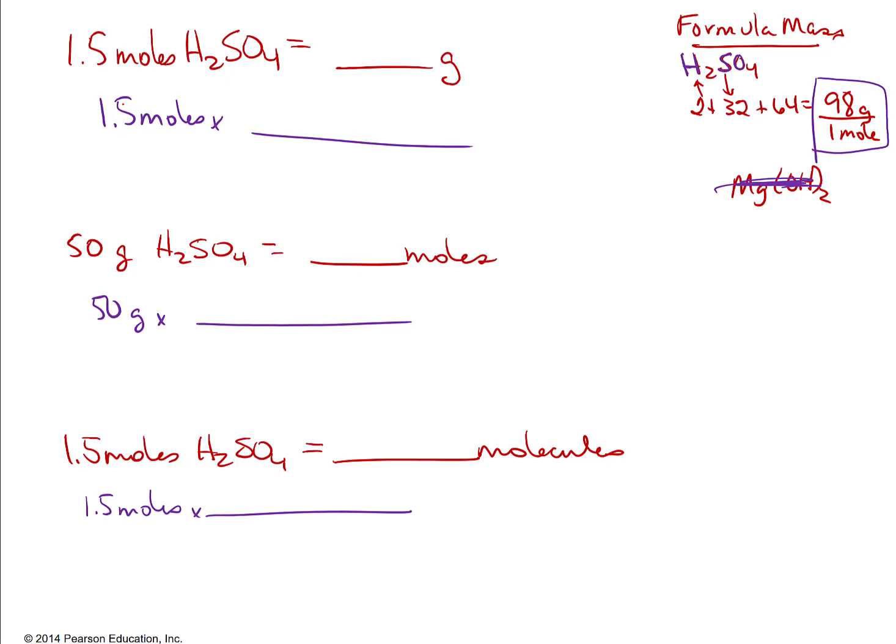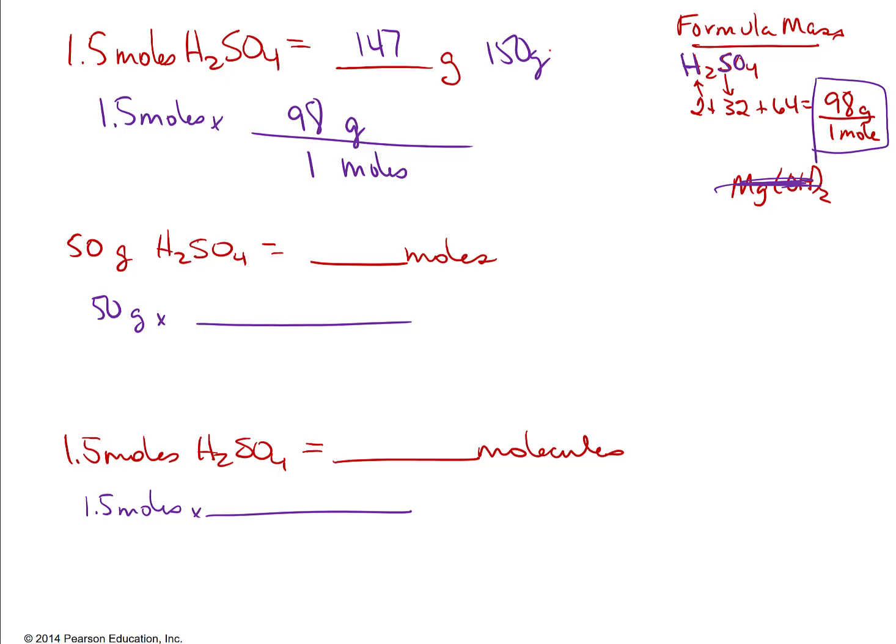So to go from moles to grams, which unit am I going to put on the bottom? Moles. The unit you start with always goes on the bottom in the first step. So the 98 goes on top. That would be 147. We'd round that to 150, 1.5 grams.